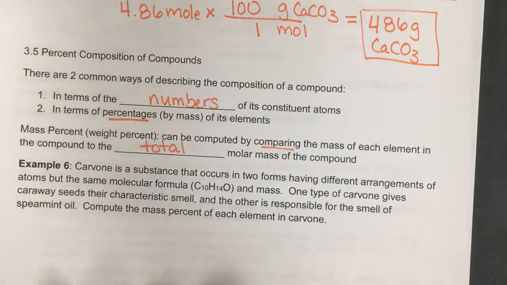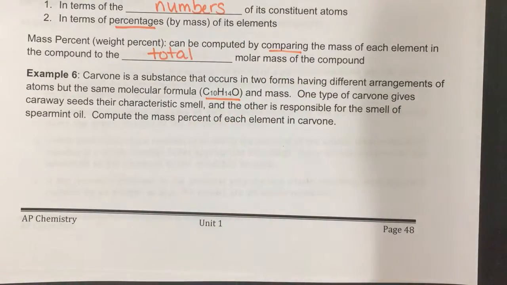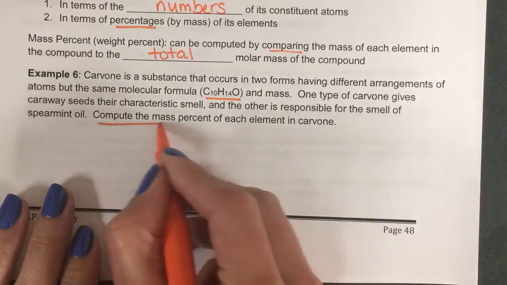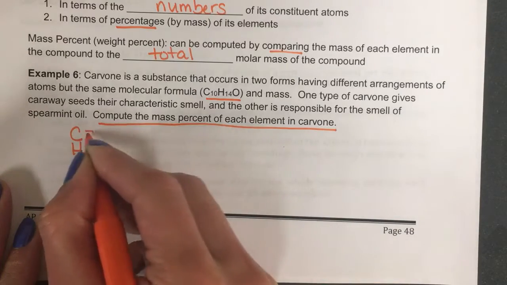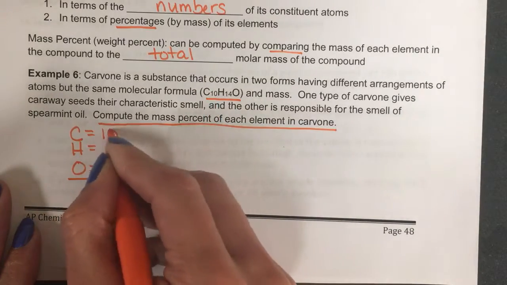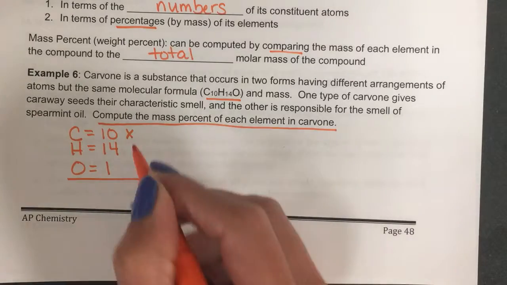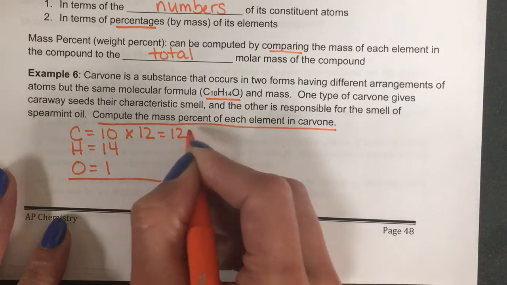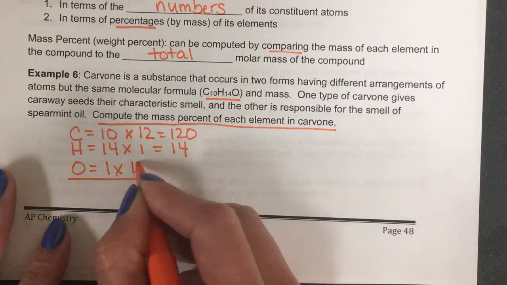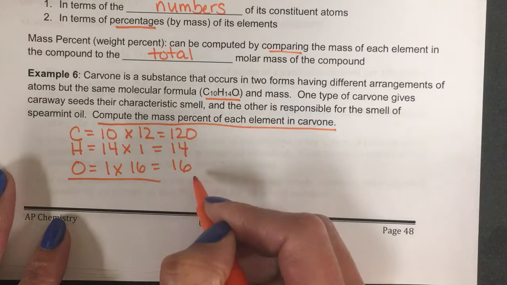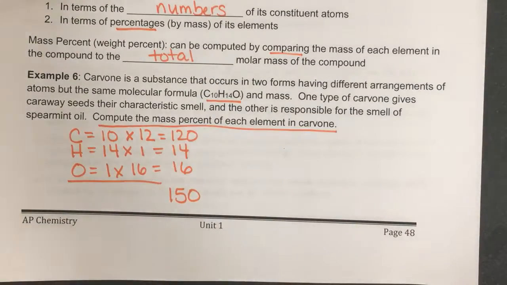So here's the way this works. I've got my compound, this time it's carvone, C10H14O. I want to compute the mass percent of each element. So I've got C, H, and O. Just like before, 10 C's, 14 H's, 1 O. I look on the periodic table. Carbon weighs 12. Hydrogen weighs 1. Oxygen weighs 16. And I add all these up, 120, 134, 144, 150. So this is my total mass.